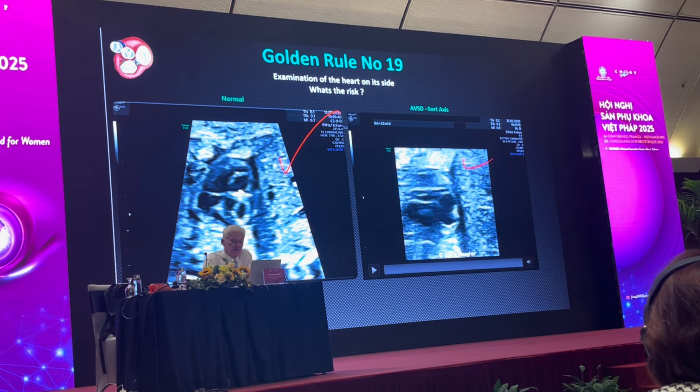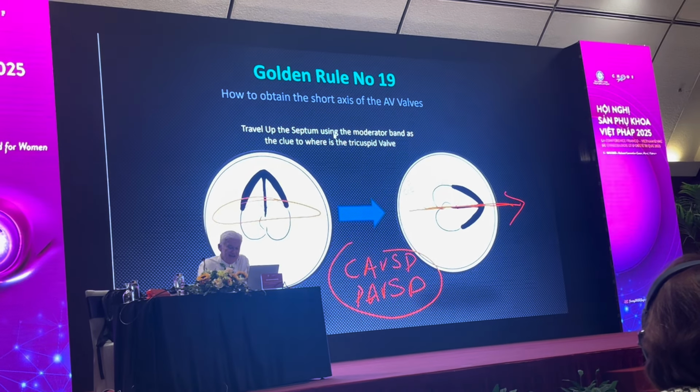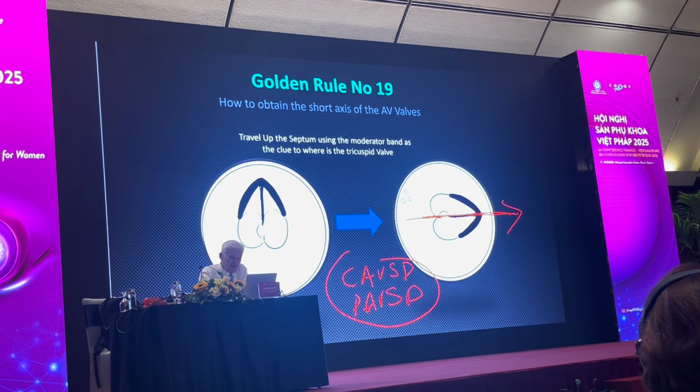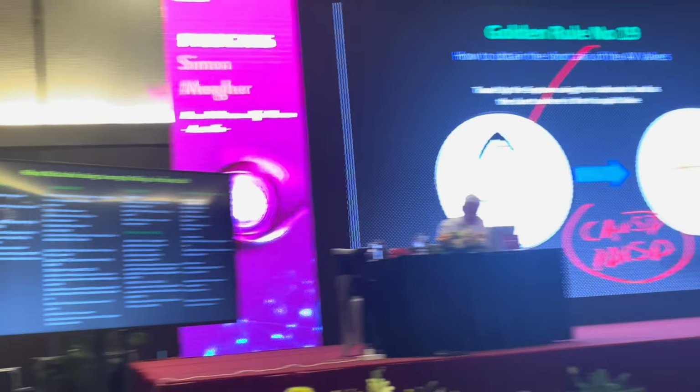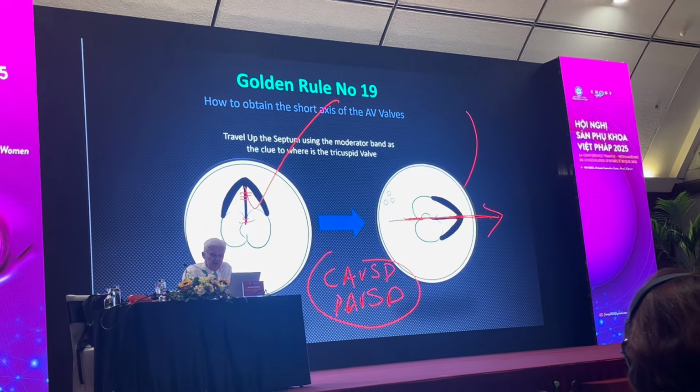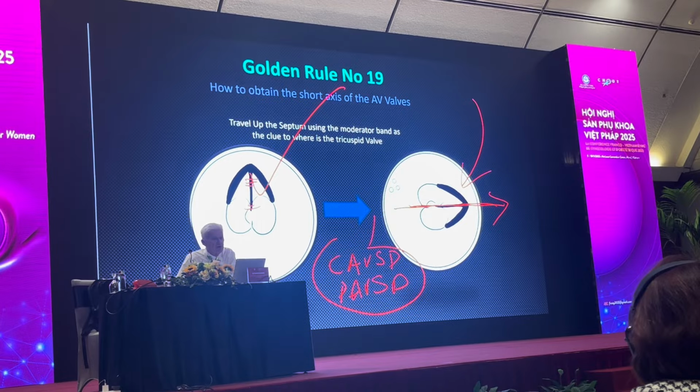But in the standard views, if I want to see a VSD, then this is the best view. So this is the best view for seeing a VSD, and you can see some AVSDs, but this is the best view for working out whether it's a partial or complete AVSD.